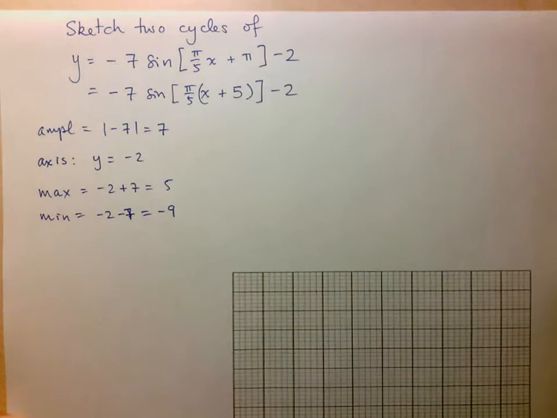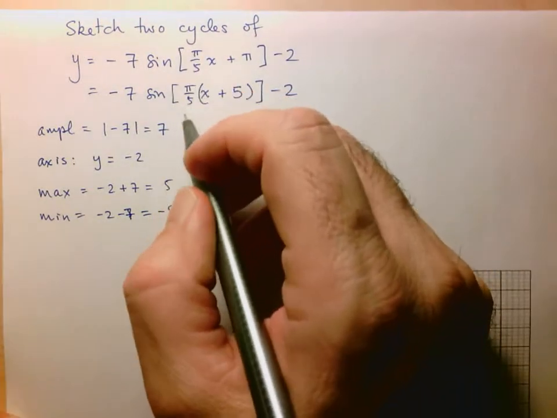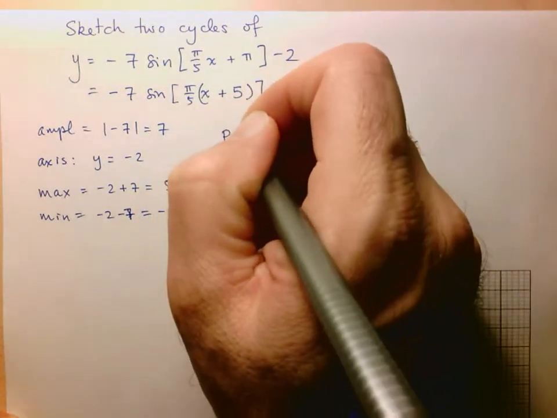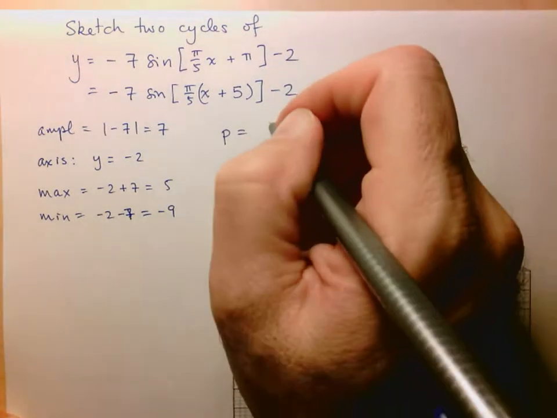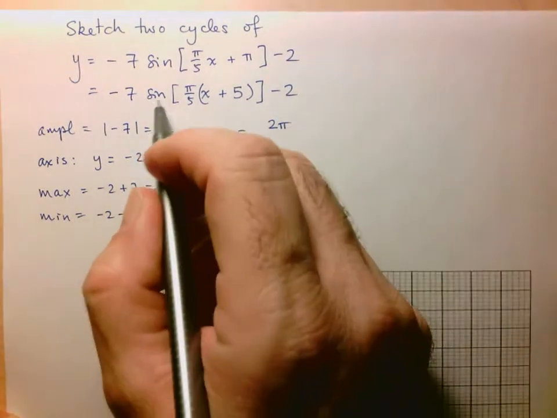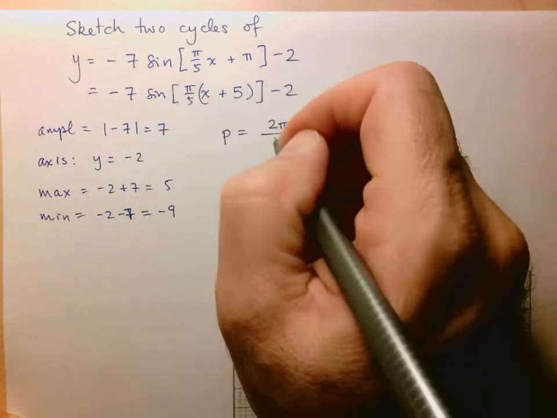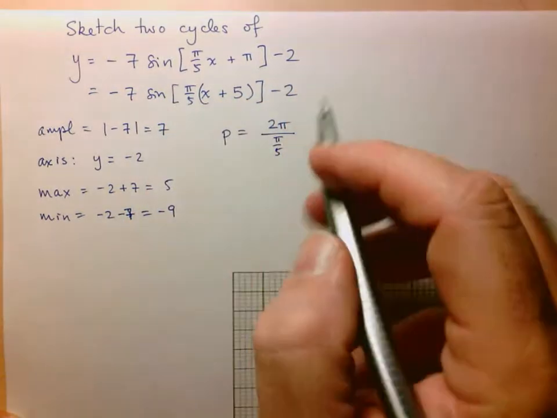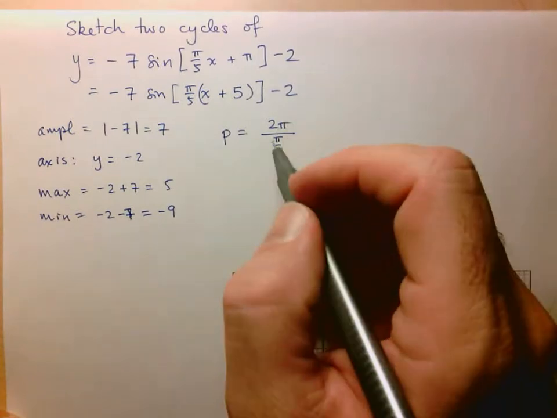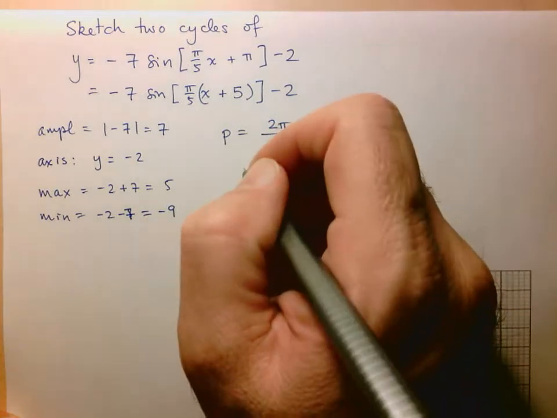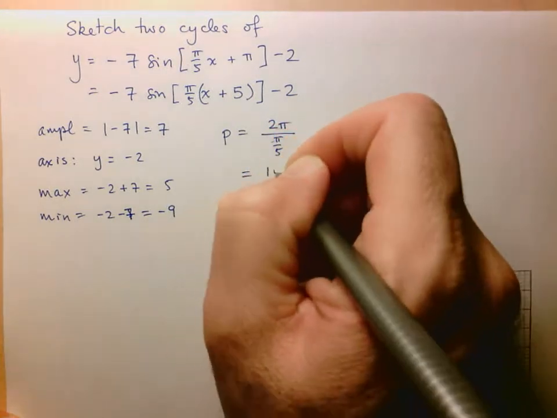Now let's work with the horizontal details. We have this k value, the horizontal stretch. We know that it helps us determine the period. The period is given by 2 pi, the original period, divided by the k value, pi over 5. Here pi is reduced, and 2 divided by 1 over 5 is just equal to 2 times 5, so the period is equal to 10.